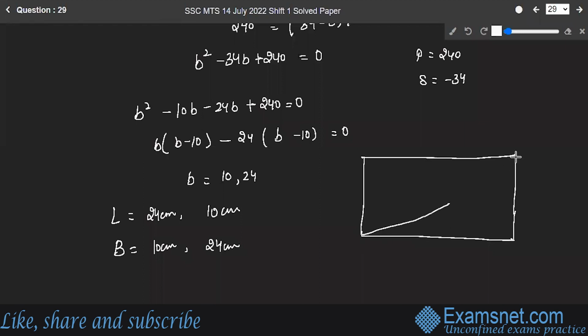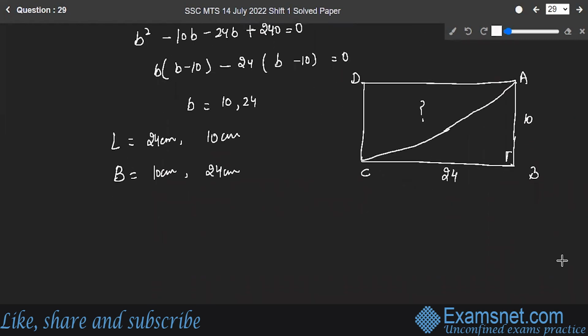This is the diagonal. Suppose this is 10, maybe this is breadth and this is 24. So what will the diagonal be? This is a right angle triangle, A, B, C, and D. So in triangle ABC, AC square is equal to BC square plus AB square by Pythagoras theorem.